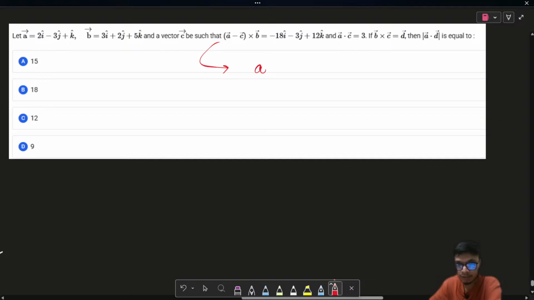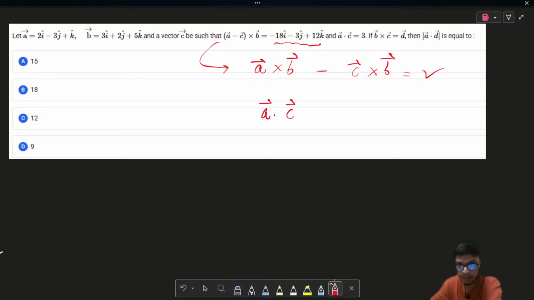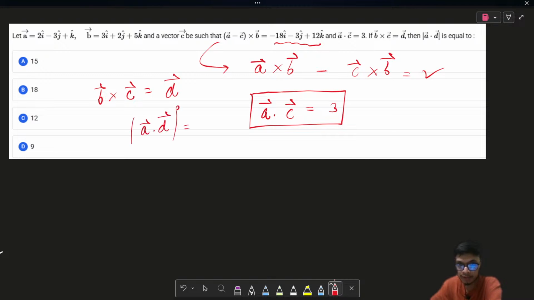Okay, so over here, if you look at the expression, I can expand this expression and write it as a cross b minus c cross b, and that is given to be the following vector over here, right? And also we have the information of a dot c vector, which is given to be 3, right? And another result is given as b cross c is given as a d vector, right? So to find out the value of a dot d and take a mod of it, okay? So that is what is asked in the problem.